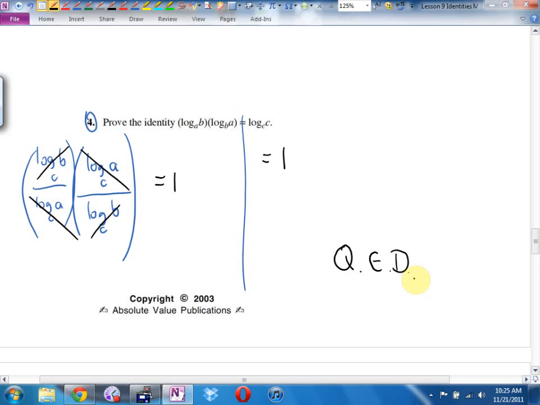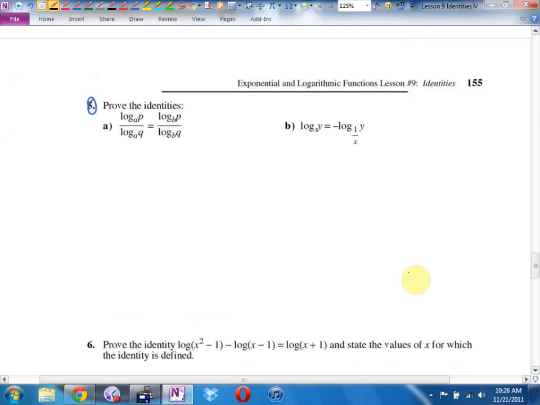Number 5. 5A, there is a less clever and an uber clever way to do number 5A. The less clever would be to say, well, I'll write the left side as base B, or I'll write the right side as base A. Andrew, that would be the less clever way. You want to do it the uber clever way, don't you? I can tell. So I'm going to do this.